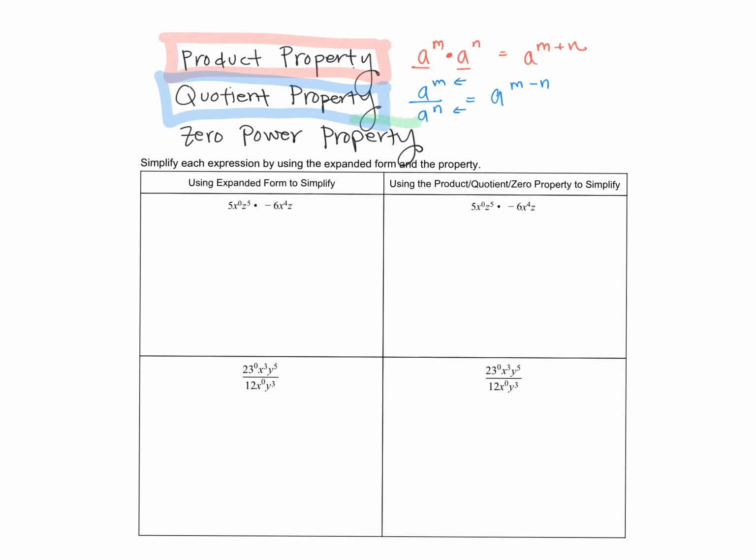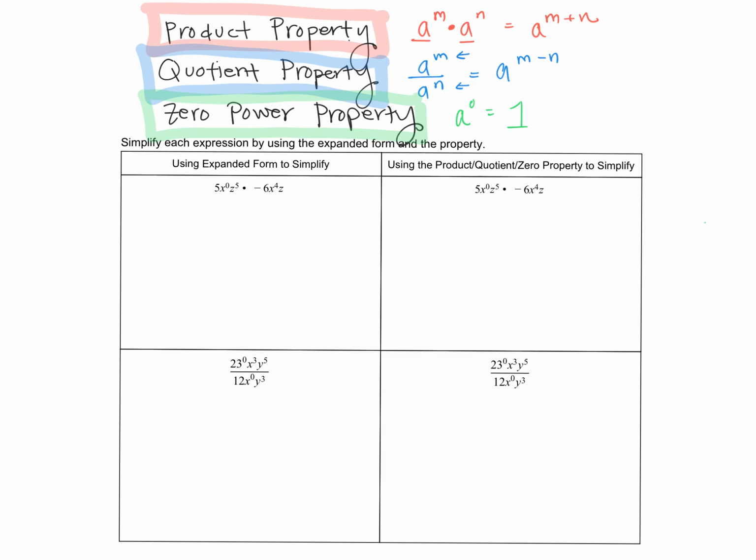And finally, the last property that we've seen so far is the zero product property. What this property says is if I have some base to the power of 0, it is always equal to the number 1. So I want to use all of these properties today. Simplify each expression by using the expanded form and the property.